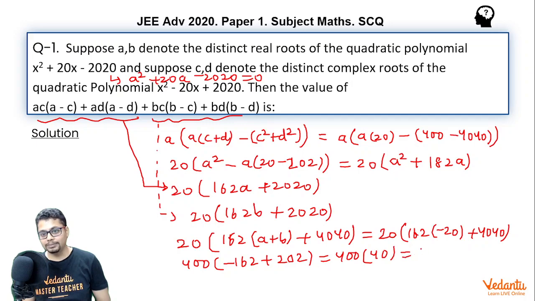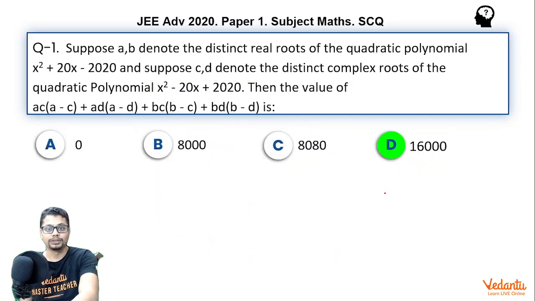So basically it becomes 16,000. So my answer is 16,000. So D is the correct answer.